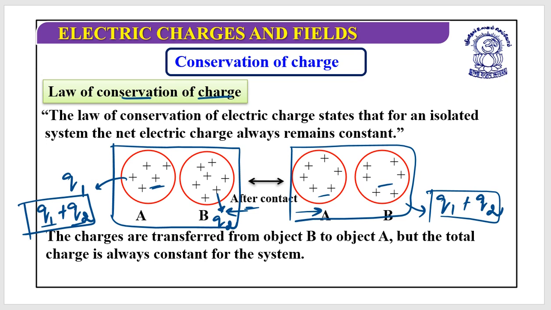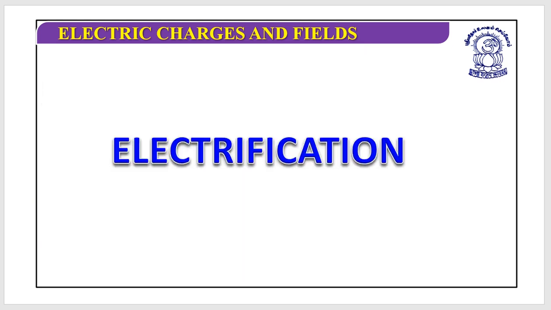So for an isolated system, this word, isolated, is very much required, which means my system does not have any relation with the external world. So for an isolated system, net electric charge always remains constant. So this is clear, is it? Yes. Let's move on to the very next topic, and it is very interesting.